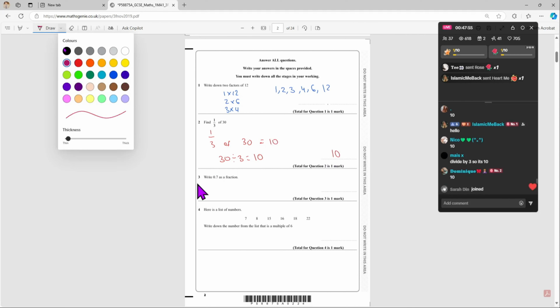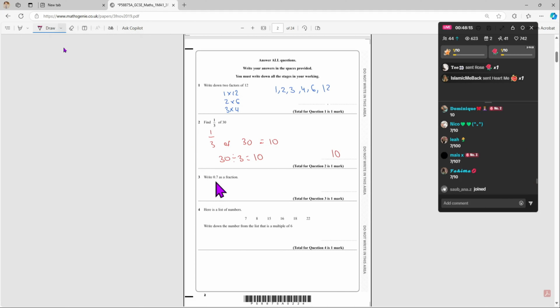So question number 3, write 0.7 as a fraction. Well done, Nico. Remember it needs to be as a fraction. It is 7 over 10 because this is our 10th column. So that means 10 is going to be our denominator over 7. So 7 over 10. Well done for getting that correct.